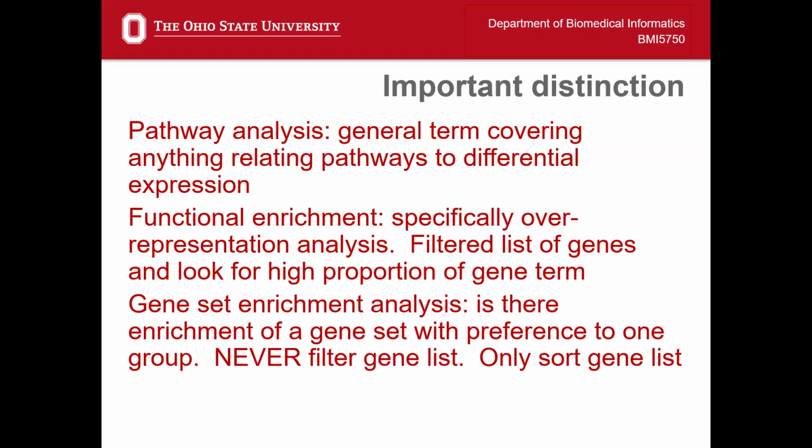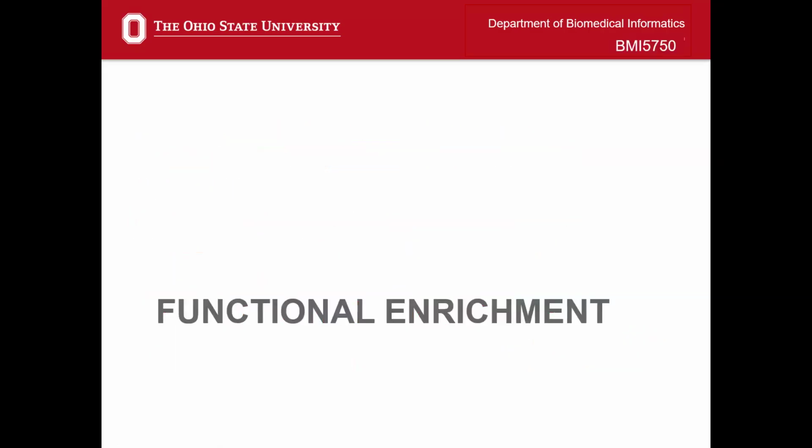Another option is called gene set enrichment analysis. Is there an enrichment of this gene set with a preference to one side, one group or the other, of our sample groups? When you do gene set enrichment analysis, never filter the gene list. You only sort the genes. So functional enrichment, filtered gene list. Gene set enrichment, full gene list. People get that messed up all the time. They publish and they still get it messed up. Okay, so first we're going to talk about functional enrichment.